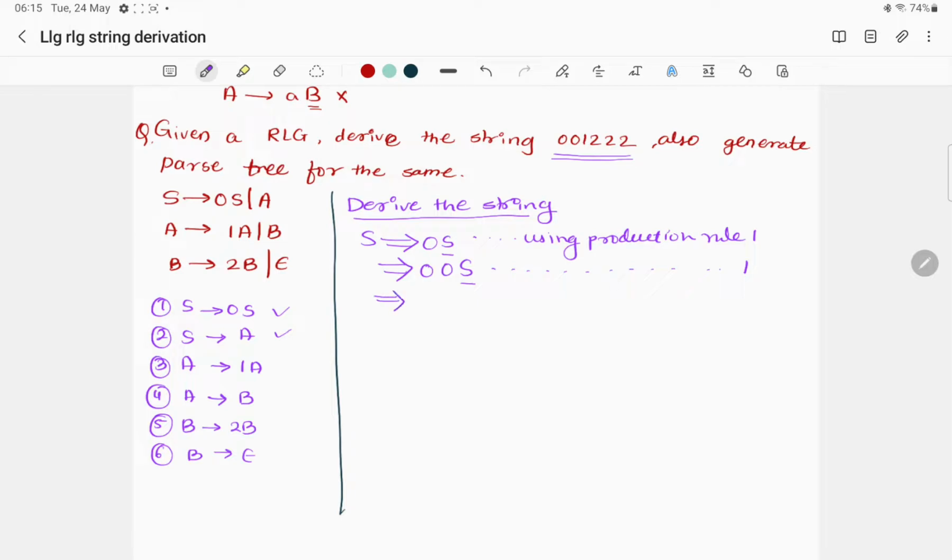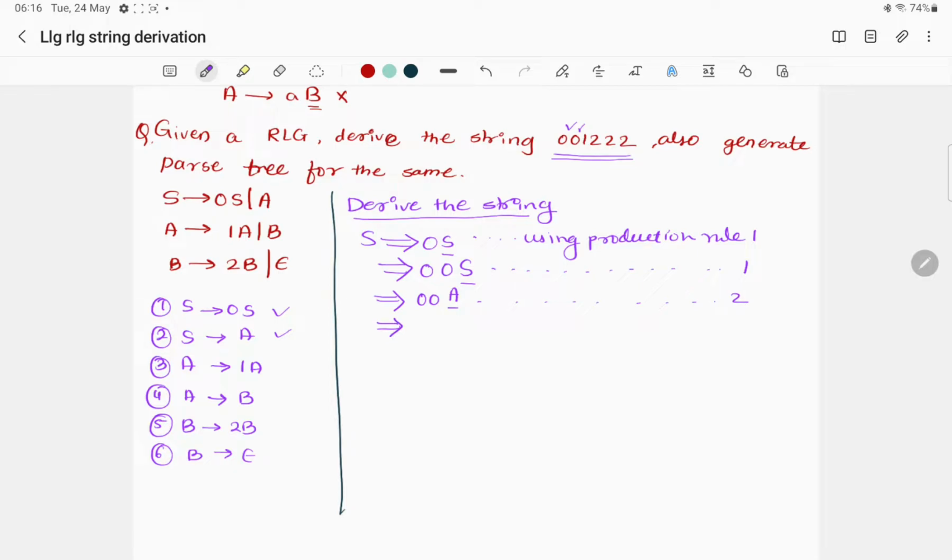Now for this S, I can put some other value because the next symbol that I want is 1. As you can see here in the string, the next symbol I want is 1. So S giving A could be a better option. So I'll go with S giving A. Okay, and that is using production rule 2.